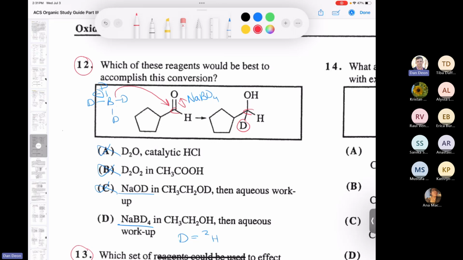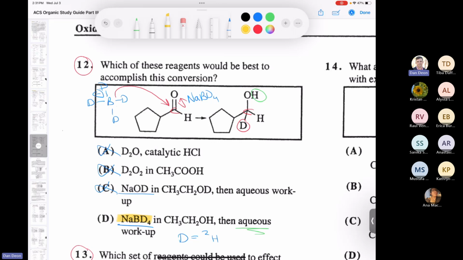And then after the aqueous workup with water, the aqueous workup puts this proton on. So if you're wondering why they put in things like sodium BD4, it's to partially test you on the mechanism, that you understand what is going on in this mechanism for this reaction.